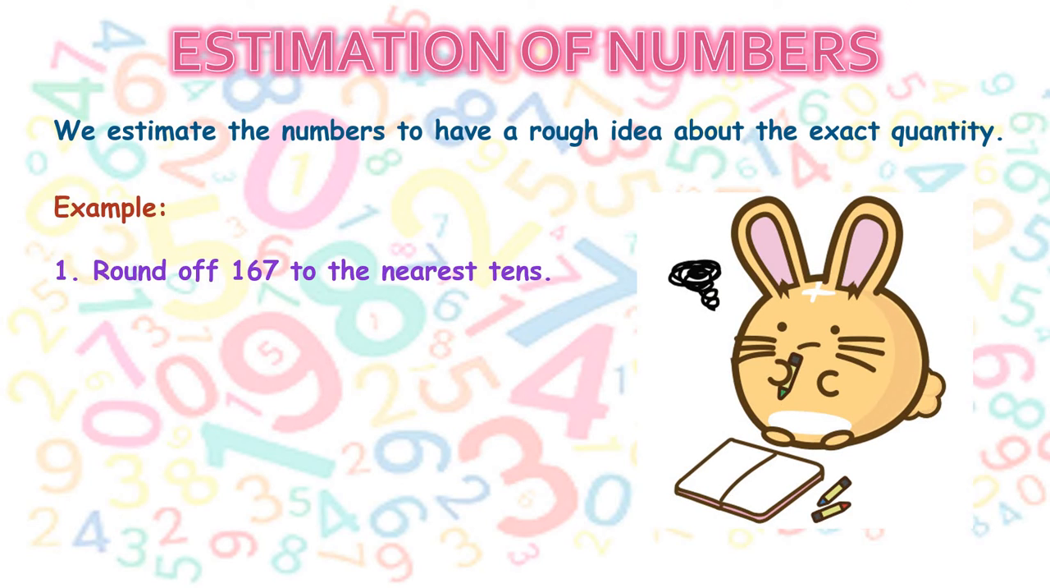So is 7 less than 5 or more than 5? It is more than 5, so it will become 0 and 1 will be added to the tens place digit, that is 6. So 167 will become 170.